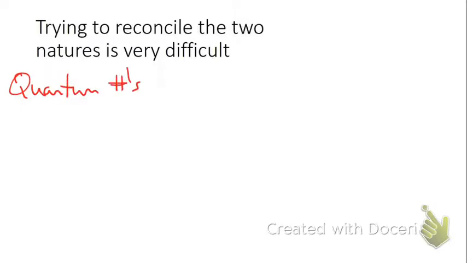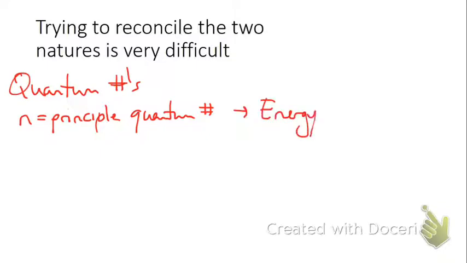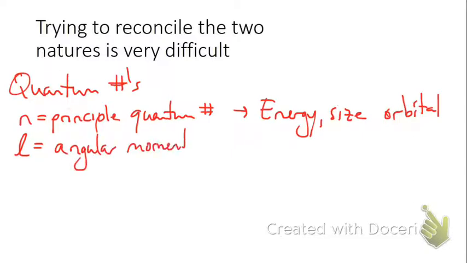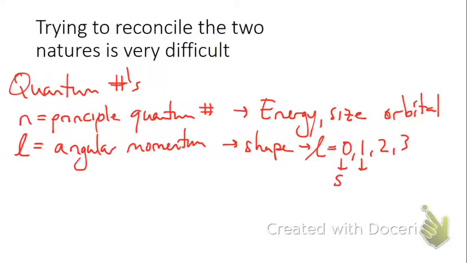There are 4 different quantum numbers. There's n, which is the principal quantum number. This one is very important because it tells us the energy and the size of the orbitals. Then we get another quantum number, which is L, the angular momentum quantum number, and this tells us the shape. We're only going to deal with 4 L numbers: 0, 1, 2, 3. 0 denotes an s orbital, 1 denotes a p orbital, 2 denotes a d orbital, and 3 denotes an f orbital.